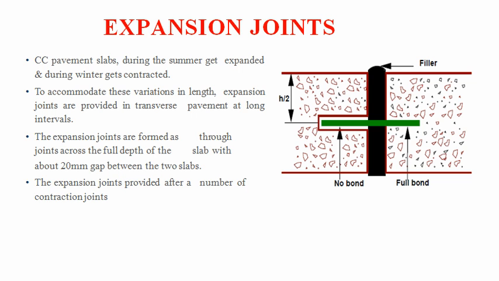These expansion joints are formed as through joints across the full depth of the slab with about 20 mm gap in between the two slabs. And the expansion joints are provided after a number of contraction joints. The width or the gap in the expansion joint depends upon the length of the slab.